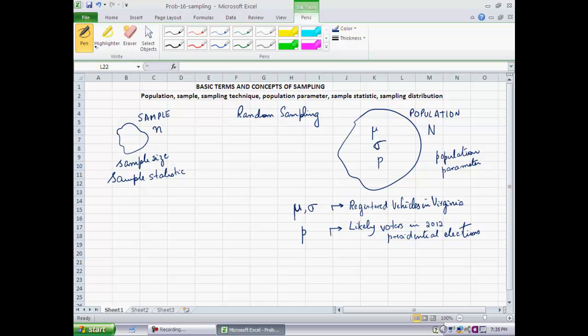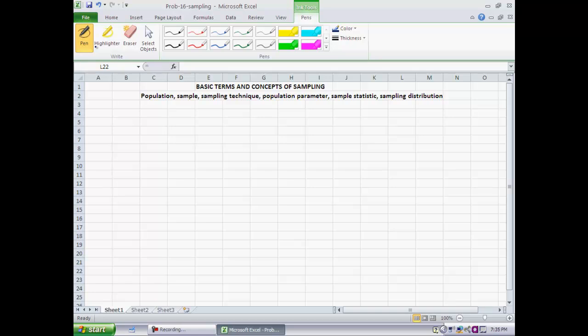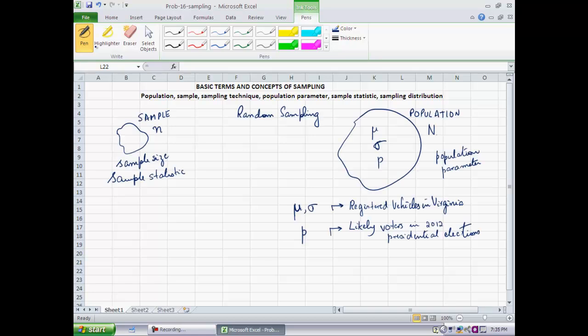So not having the ability to analyze every unit in the population, what we do is we pick a sample. A sample is simply a subset of the population. That's why the size of the sample is represented by small n, whereas the size of the population is represented by capital N. Now the subset has to be chosen in a particular way.